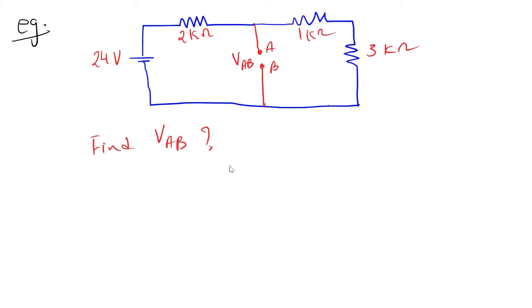So let's say this is the first loop. So I will give the polarities. So this is plus, minus, plus, minus. Let's say this is plus, minus. Okay, again, this is plus, minus, plus, minus. Okay, so this is the direction of current.